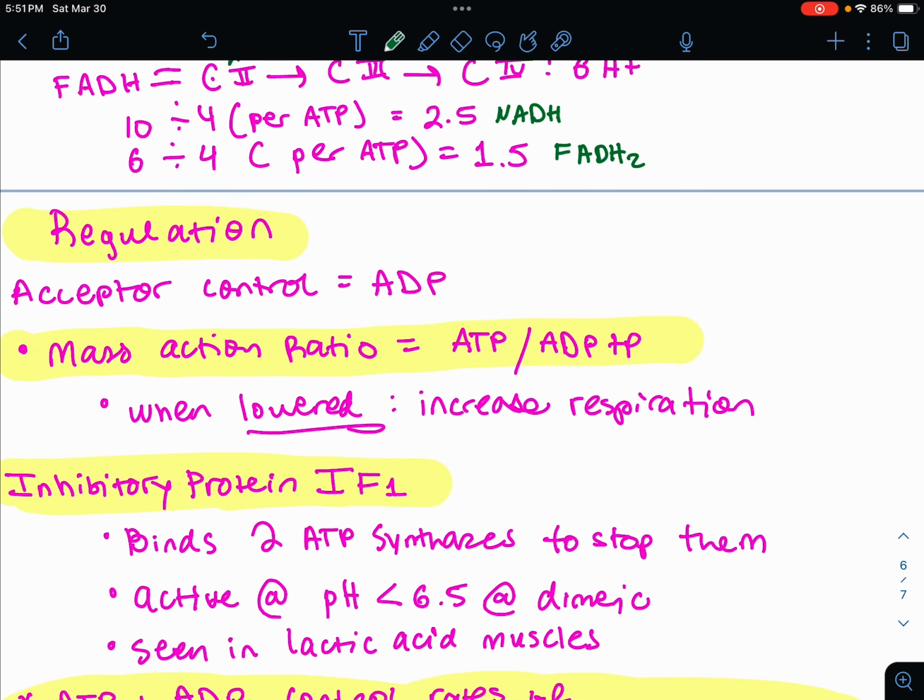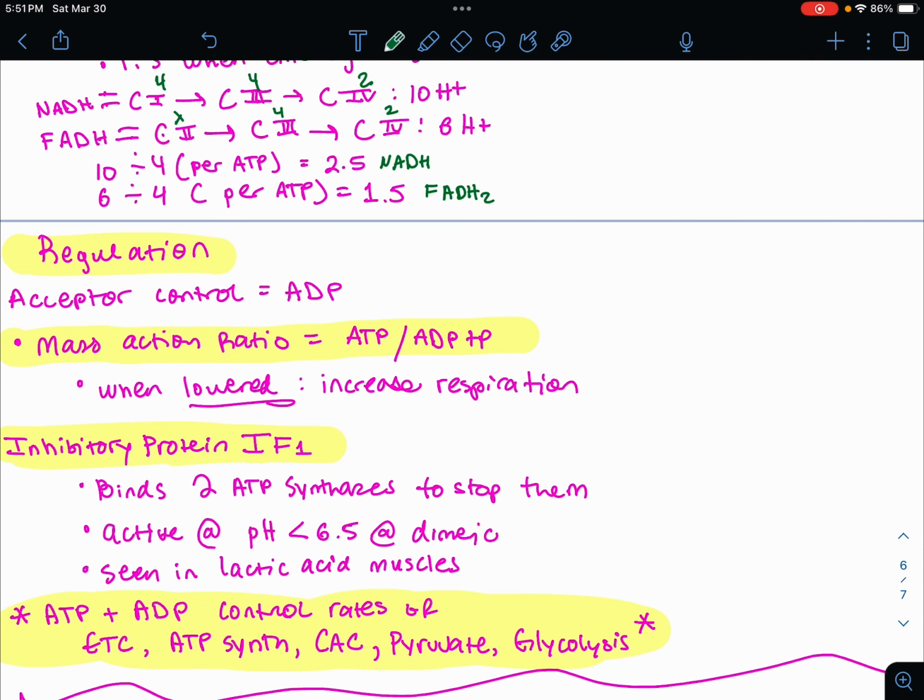Okay, let's talk about regulation as our last bit here. Usually the acceptor control of respiration is just the ADP level. We could look at the mass action ratio, which is ATP over the concentration of ADP and the concentration of phosphate. Usually this ratio is very high. When it's lowered, this increases the rate of respiration. When it's lowered, this means more ADP is available.